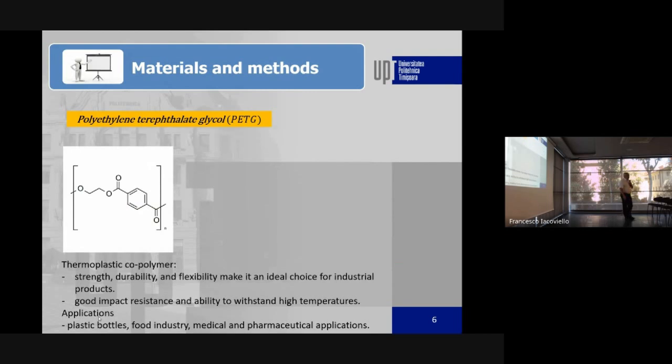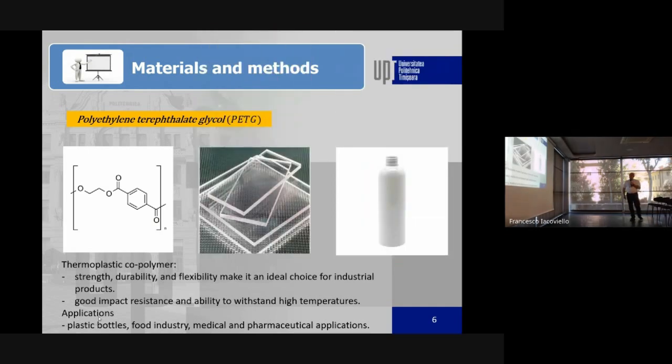So as a material, we use polyethylene terephthalate glycol, which is a thermoplastic copolymer with good strength, durability, and flexibility. Mostly used in many industrial applications, it also has good impact resistance and the ability to withstand high temperatures. As an application, plastic bottles are probably the most used application, but it is also used in the food industry, medical and pharmaceutical applications, and can be in the shape of sheets.